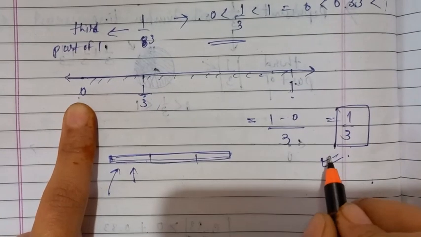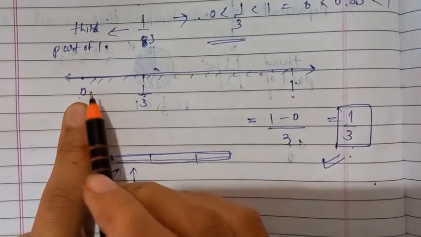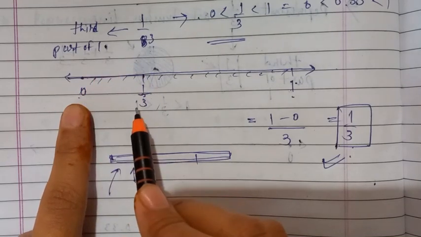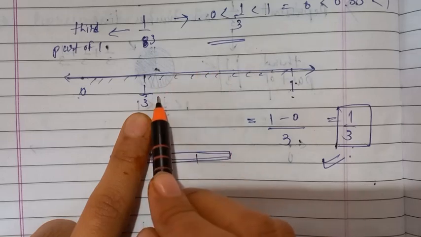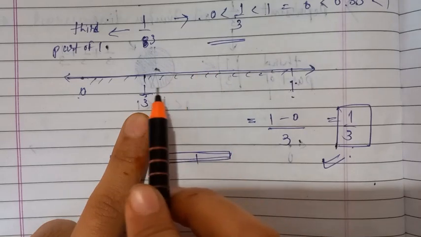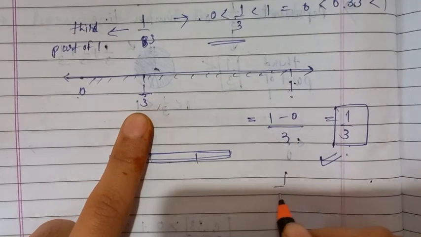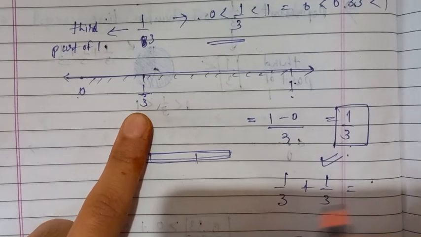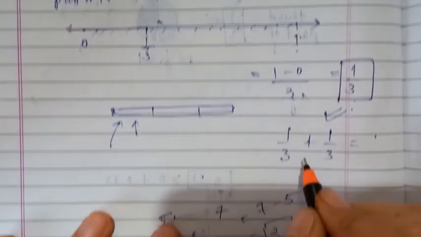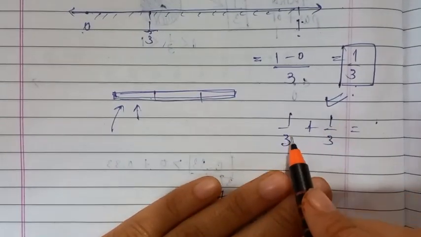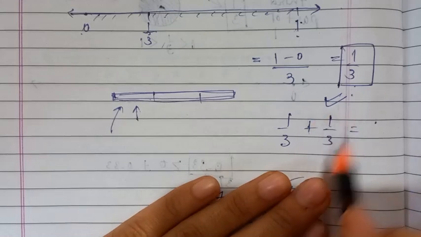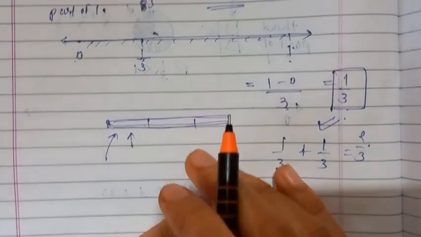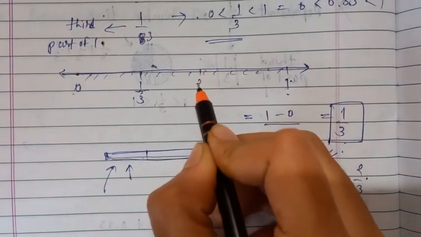We got the difference 1/3. So I add 1/3 to 0, then I will get 1/3. Again add 1/3 to it. If we add 1/3 to 1/3, addition of two rational numbers, and here the denominators are the same, so we can add the numerators easily. So 1 plus 1, 2/3. So the number after 1/3 is 2/3.